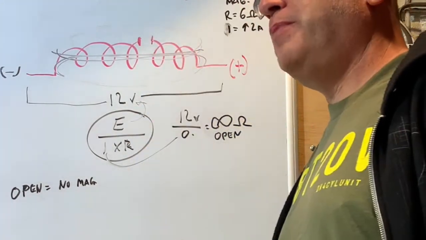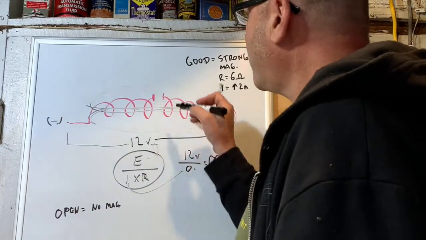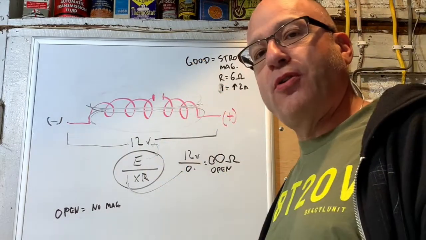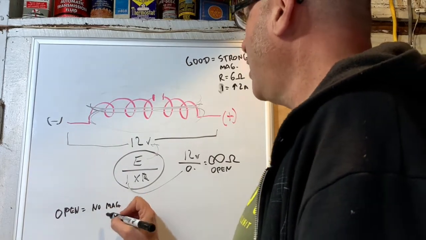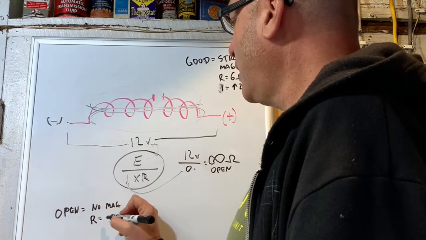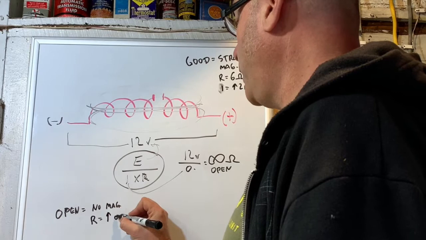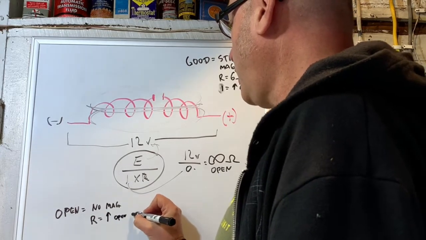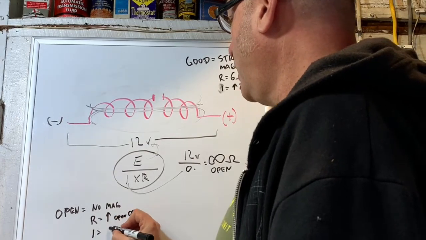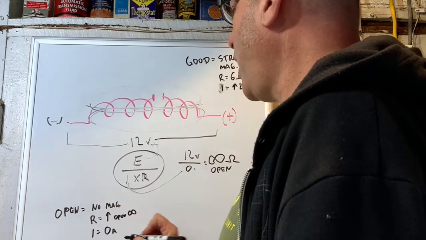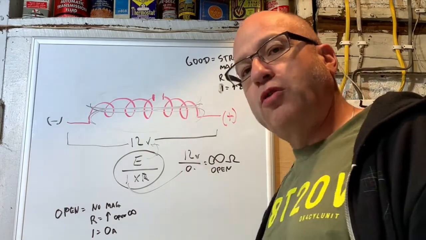That break could be a mile long. It doesn't matter. The fact is at 12 volts, I'm not going to get electrons to jump across it, which means that there's no magnetic field. Okay, my resistance is very high. It is in fact open. It's infinite resistance, and my current is going to be 0. There's no amps flowing across that.